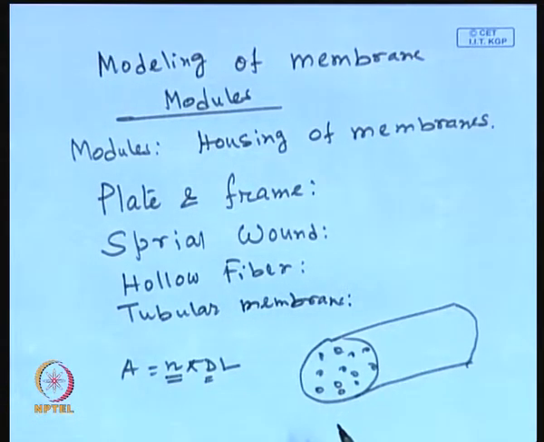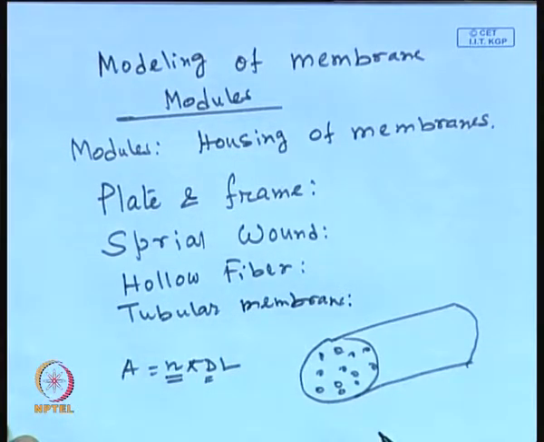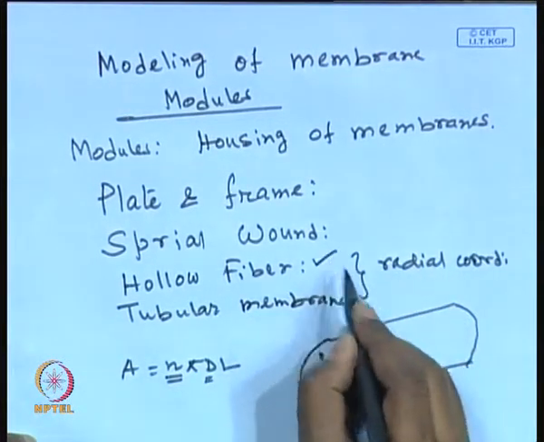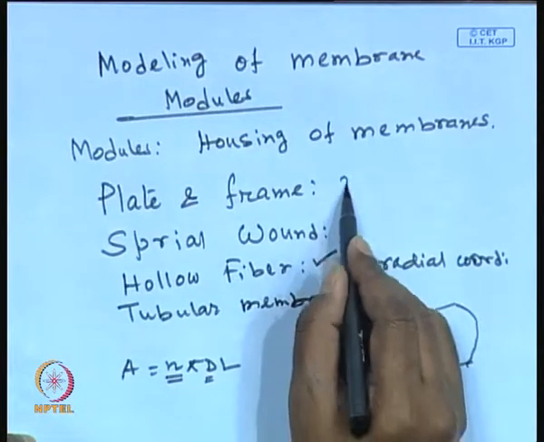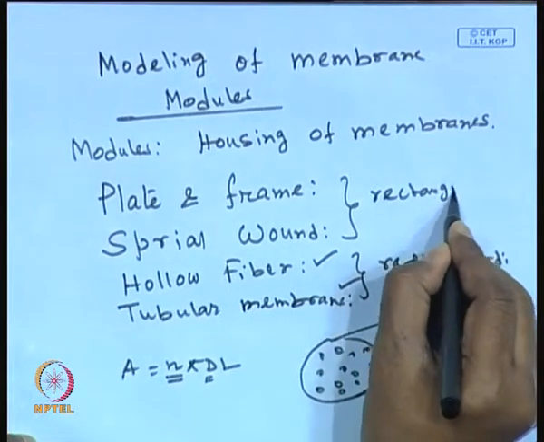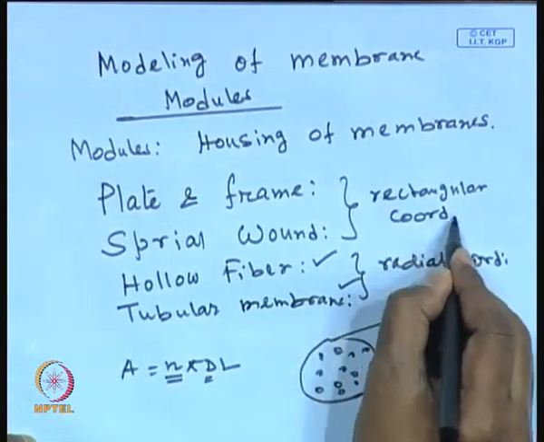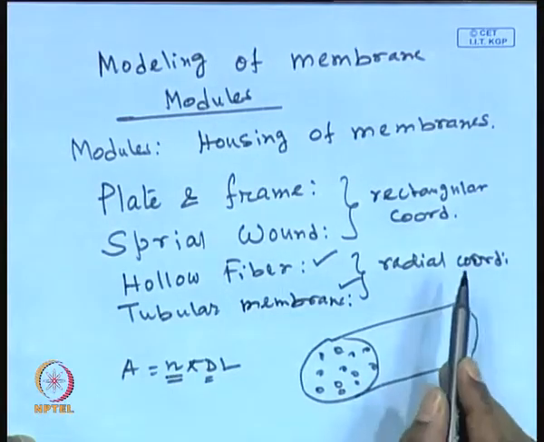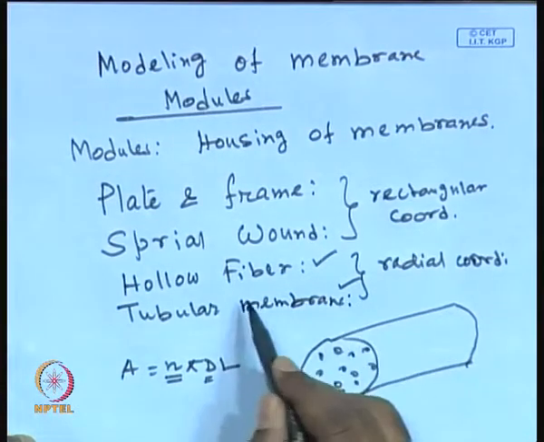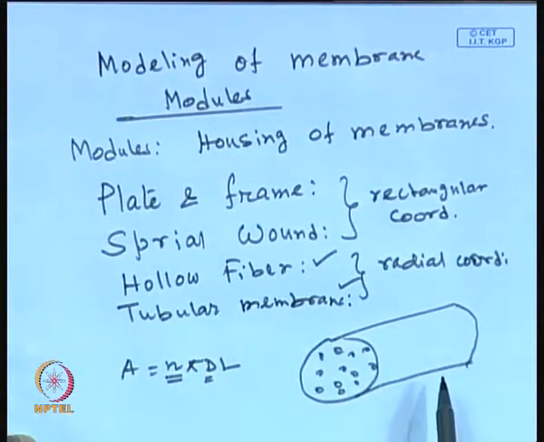In fact, in the case of hollow fibers also, the geometry becomes flow through a tube. So the geometry for the calculations will be a radial coordinate, in the case of hollow fibers as well as the tubular membrane. In the case of plate and frame and spiral wound modules, it is basically rectangular coordinates. So you will have flow through parallel plates for plate and frame and spiral wound modules, and flow through a tube in the case of hollow fibers and the tubular module.